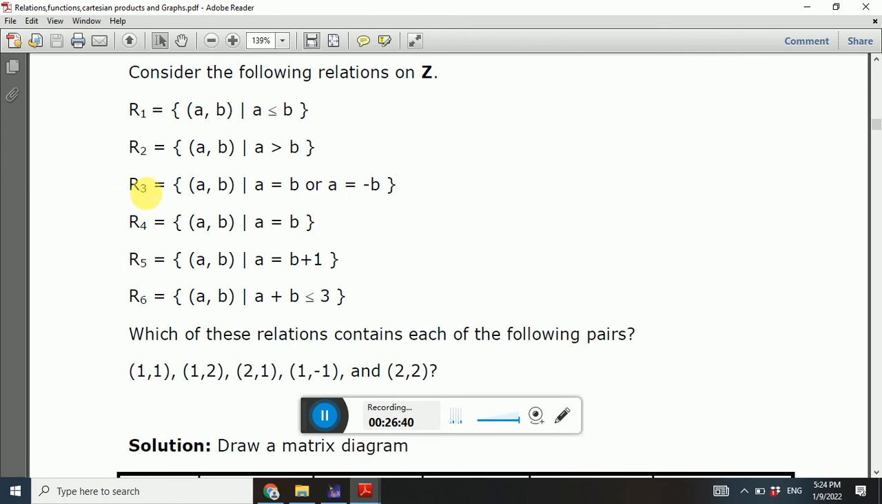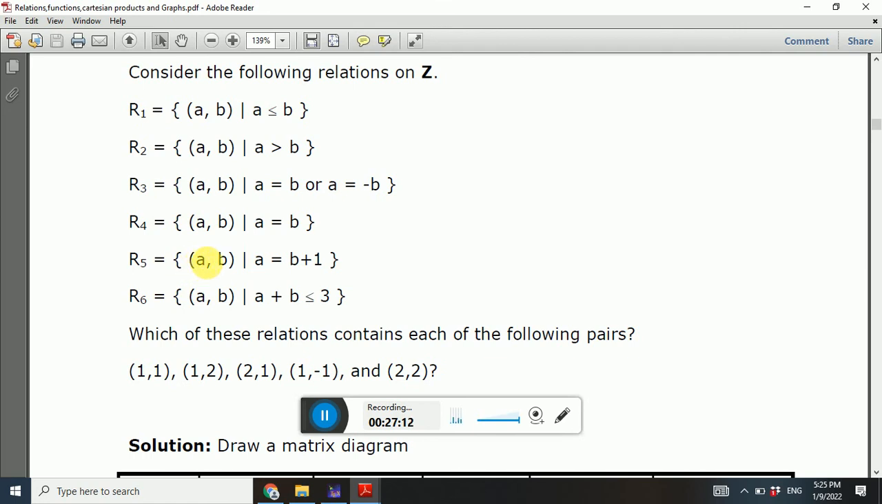Okay, we go to R3. (A, B) such that A equals B or A equals negative B. We don't have anything negative here, so it doesn't satisfy R3. When you come to R4, we have A equals B, so it satisfies R4. Okay, so far we've seen that it satisfies R1 and R4. How about R5?